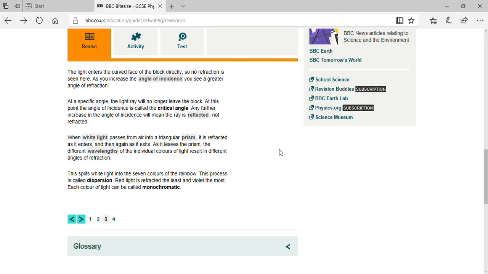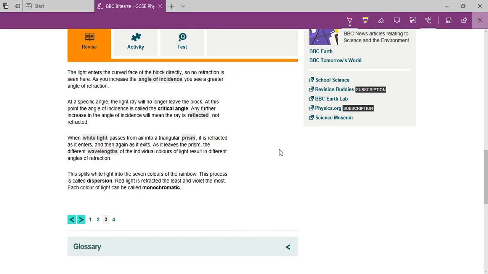Suppose on a table there is a prism kept over there. A prism is a 3D object having three smooth and polished surfaces, or rather four smooth and polished surfaces, because three will be on the three sides and one will be at the bottom, okay? So what is dispersion?